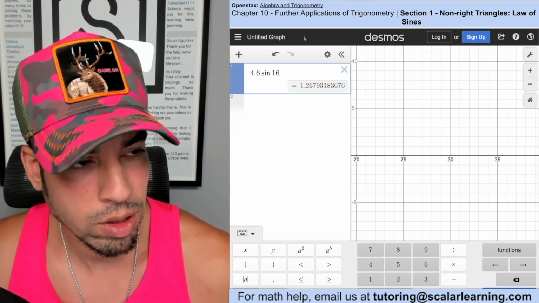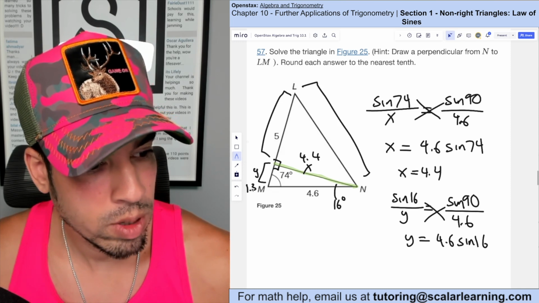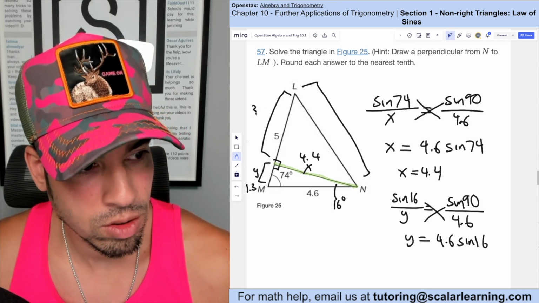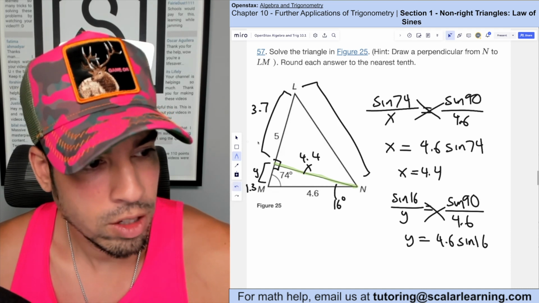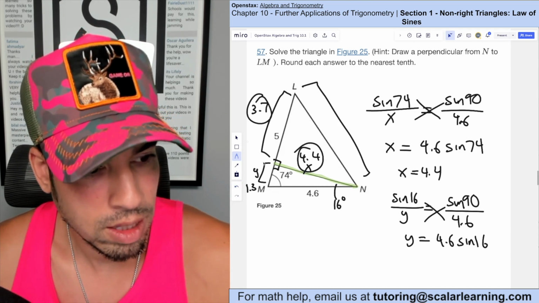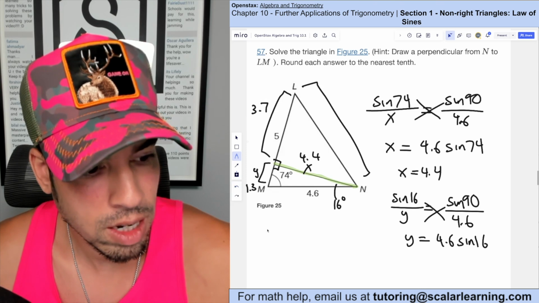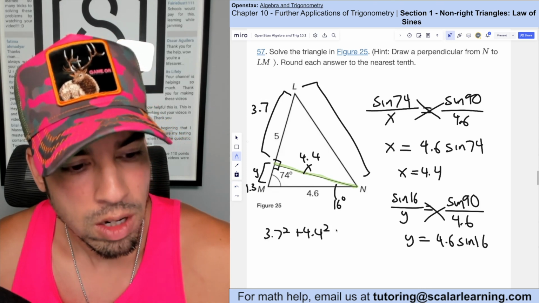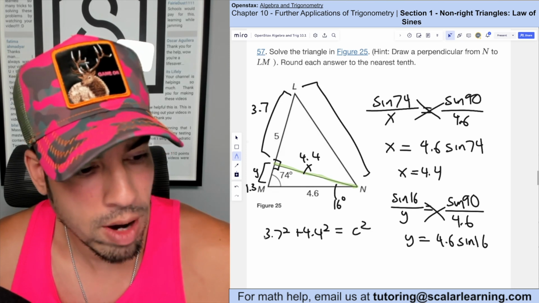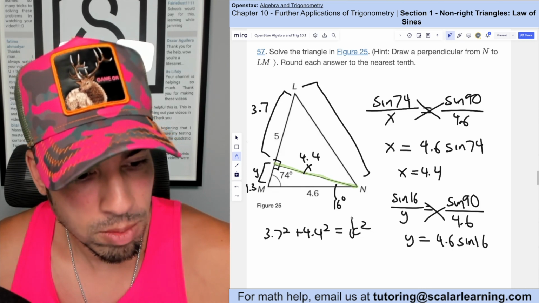Let's just say y is 1.3. That means this remaining piece is 3.7. Now looking at this right triangle, I can use Pythagorean's theorem with this and this to solve for the hypotenuse. So let's do that now. We got 3.7 squared plus 4.4 squared equals c squared. After I add these together, I'm going to take the square root.